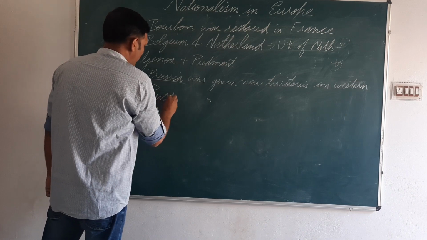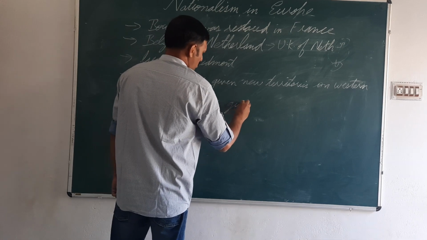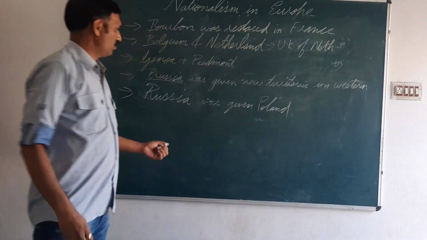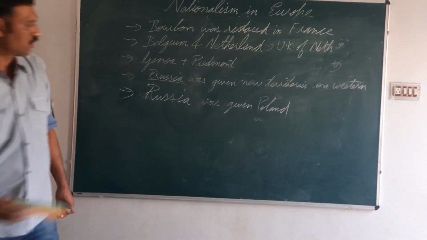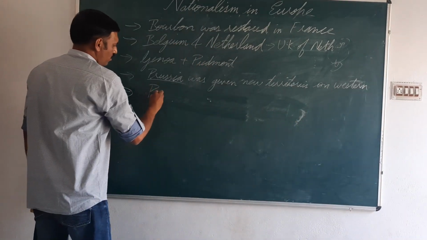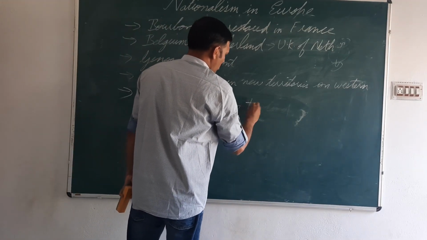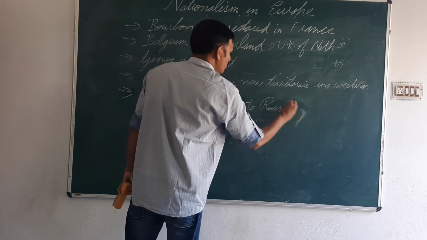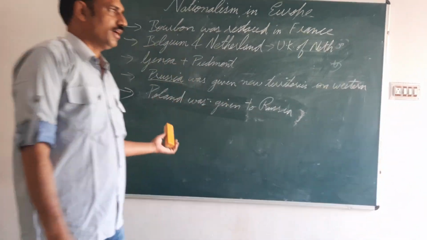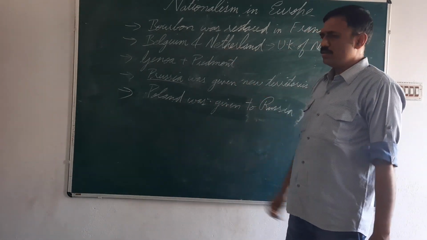Russia was given part of Poland. Poland was given to Russia. So everyone got something or the other. Now they were happy: all the countries who defeated Napoleon were given something. So this was the Vienna Congress.